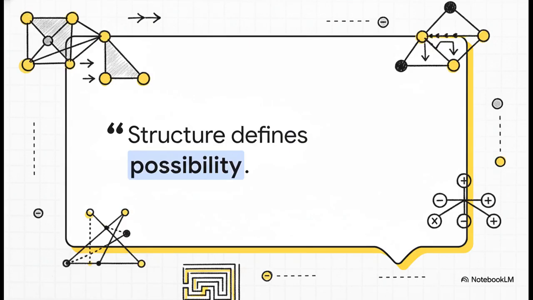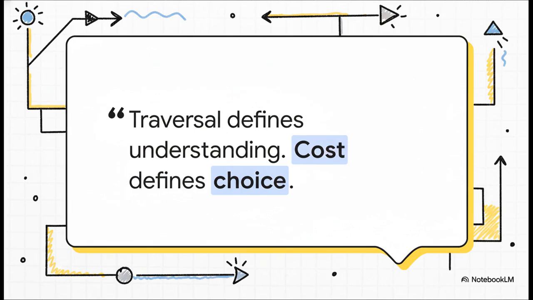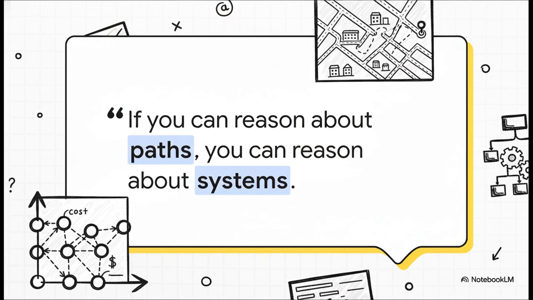When you really step back and think about it, graphs teach us something really profound about how systems work. The structure itself, the way the dots are connected, that's what defines the absolute limits of what's even possible within that system. And how we decide to explore that structure, our traversal strategy like BFS or DFS, that defines what we can even understand about it. And finally, the costs we assign to those connections, whether it's time, money, or risk, well, that's what ultimately defines the choices we make.